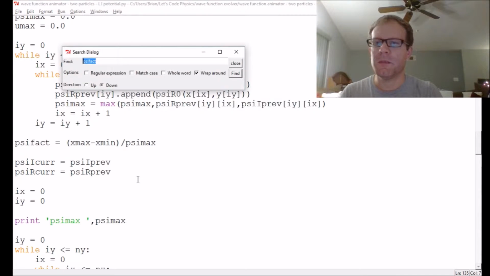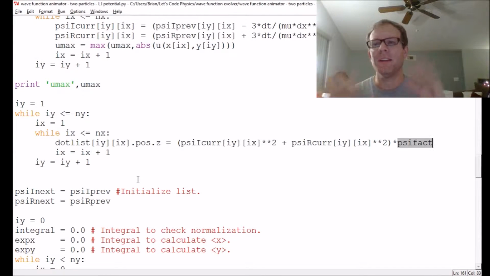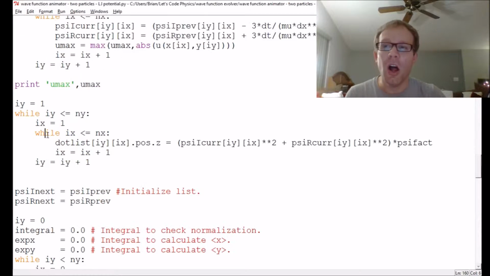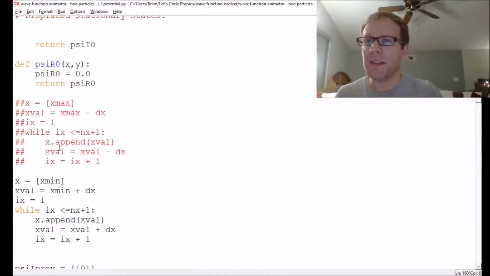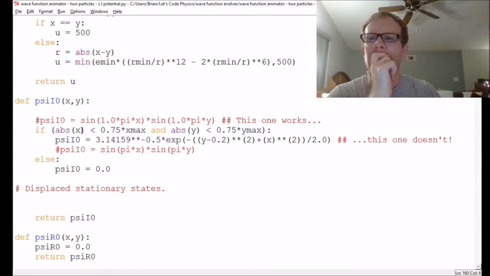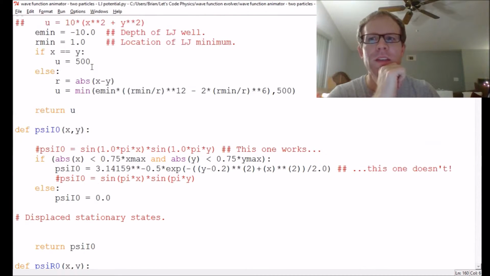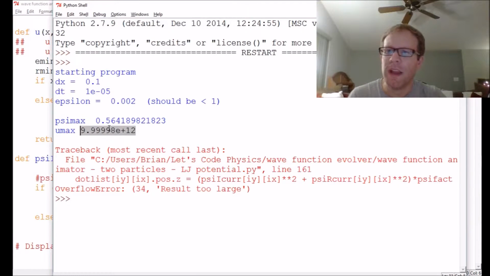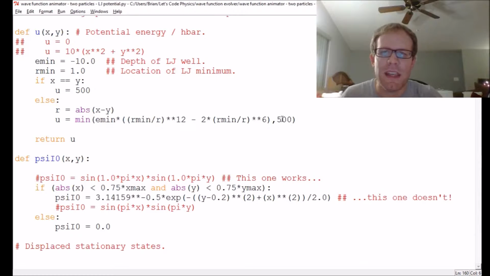Psi fact is x max minus x min divided by psi max. Okay, so no, that's not determined by U max. That was previously, I was doing it that way. Let's see. Well, the U max is a problem, right? Oh, you know what? That is a problem because I was only dealing with this is the minimum of the two. It should still be the minimum. So why is U max turning out so large if it's being capped at 500?